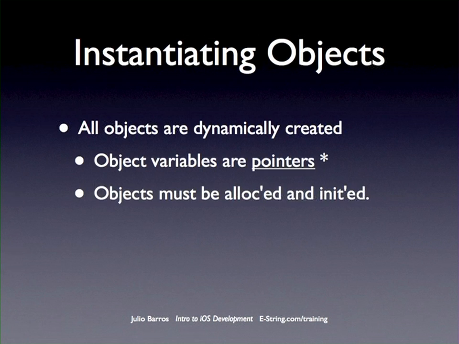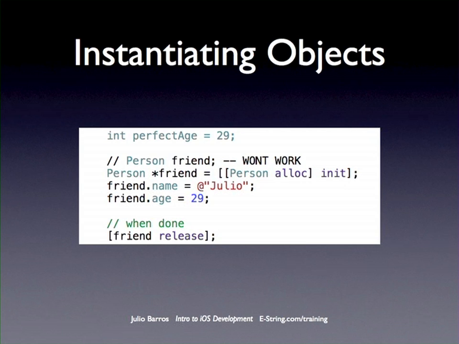Another big difference between objects and primitives and structures is that all objects are created dynamically. And all object variables are actually pointers to objects. That's what the little star means. For example, ints are primitives, and the variable perfectAge can be declared and used right away. We also have a variable called friend that we want to be a person. We can't just declare friend to be a person and start using it. We actually have to say that friend is a pointer to a person, and we have to explicitly create the person instance. We can then use the person object as we like and release it when we are done.